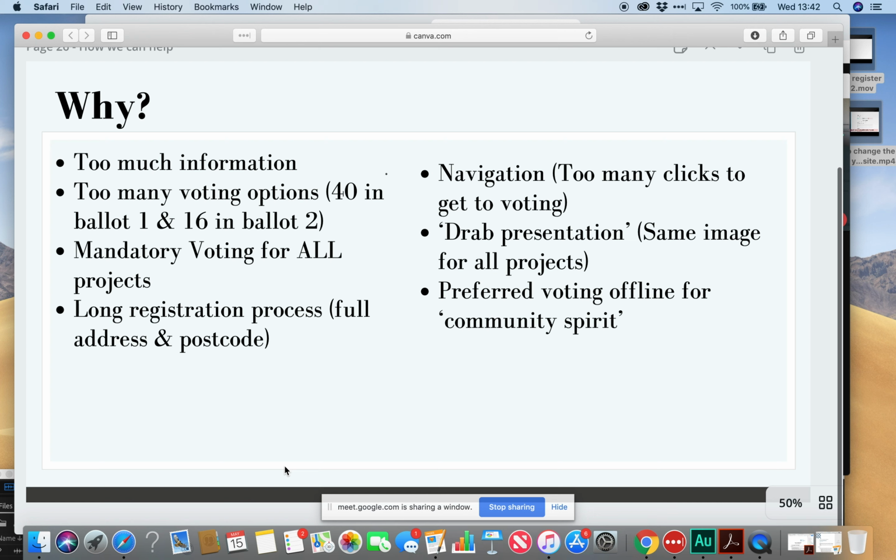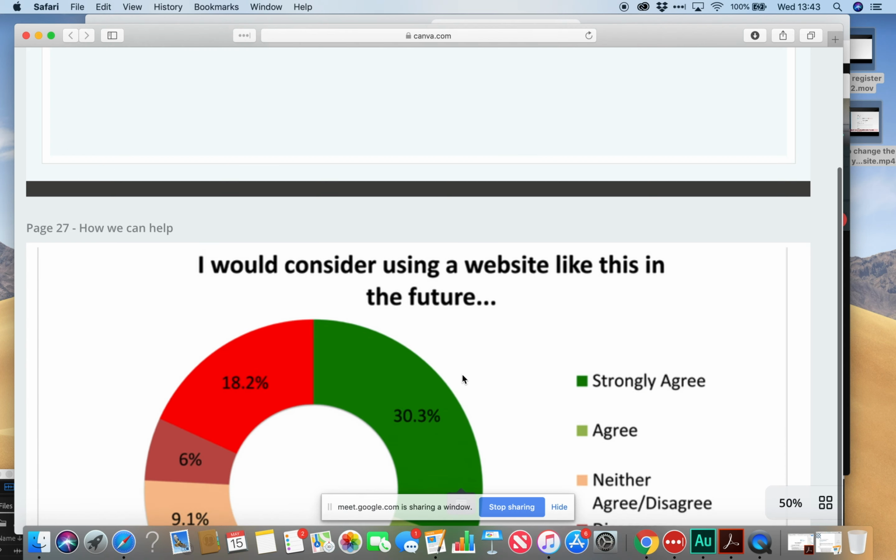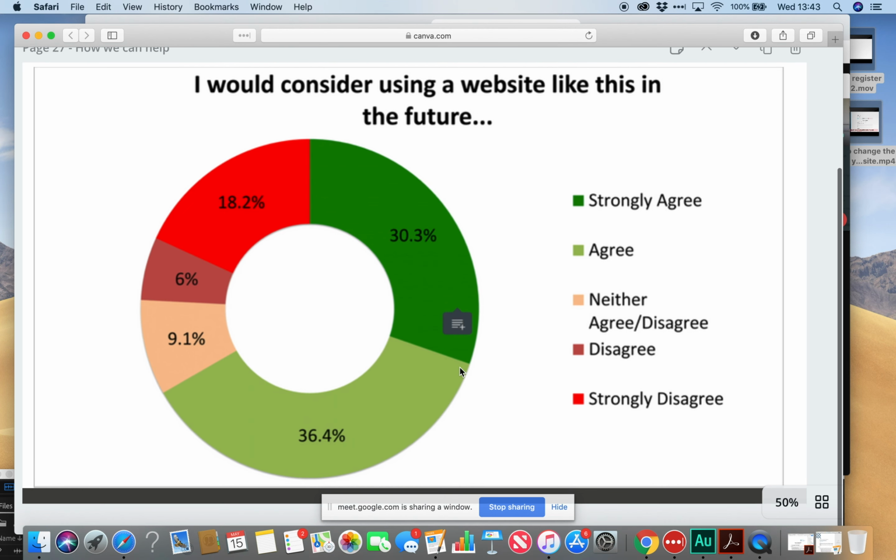The navigation, again, was another reason. There were too many clicks to get to the voting part. The same image was used for all the projects, so it's really important to have a good comms strategy to get lots of projects uploading their own images. Preferred voting offline for community spirit, so that was another reason. A lot of people just preferred the paper ballot votes, the traditional style. However, most people have said that they would use a website like this in the future.